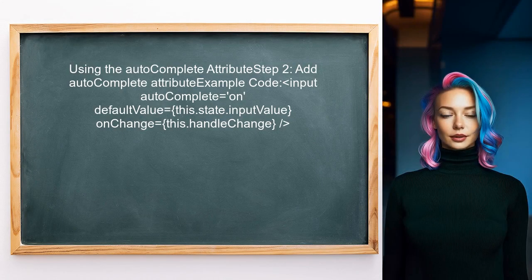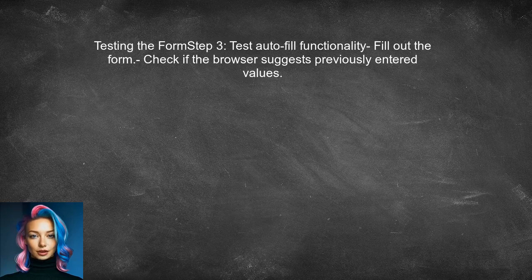Additionally, the user can consider using the autocomplete attribute on input fields. Setting this attribute can help the browser recognize which fields should be autofilled. Finally, the user should test the form thoroughly to ensure that autofill works as expected. They can do this by filling out the form and checking if the browser suggests previously entered values.